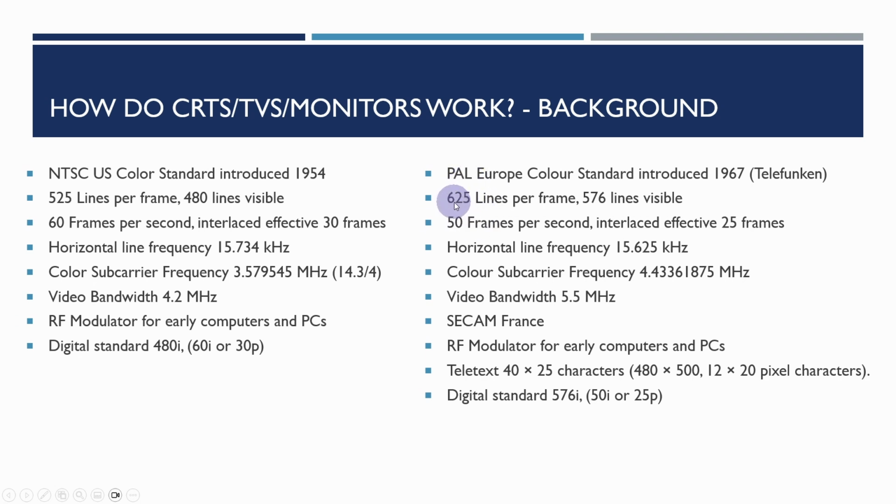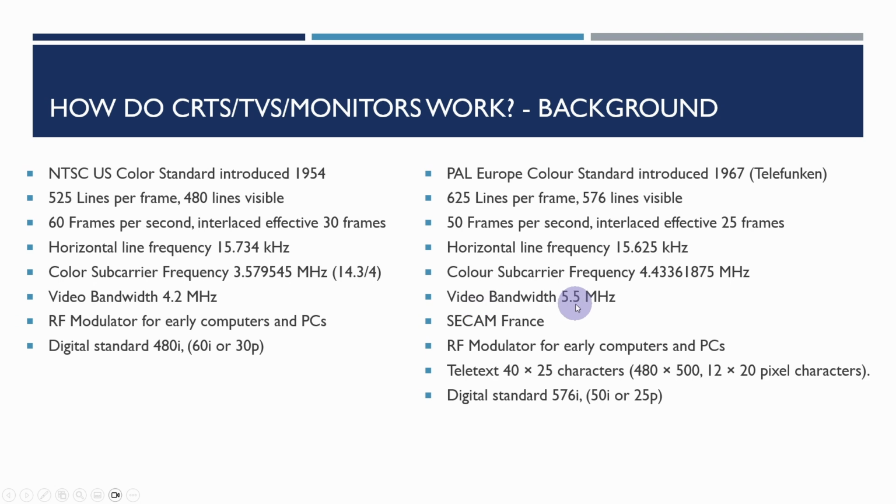The PAL standard was actually slightly higher resolution. We had 625 lines per frame, which gave us 576 lines visible on the screen, but that was done at 50 frames per second. That was closer to the mains frequency in Europe, and because this was also interlaced, we effectively only got 25 full frames a second, so we would get 576 lines 25 times a second. The horizontal line frequency is very similar, slightly different, and there was a different colour subcarrier frequency. PAL had slightly higher resolution, and it avoided some of the colour issues that the NTSC standard had.